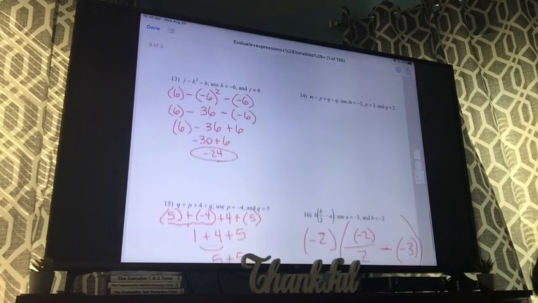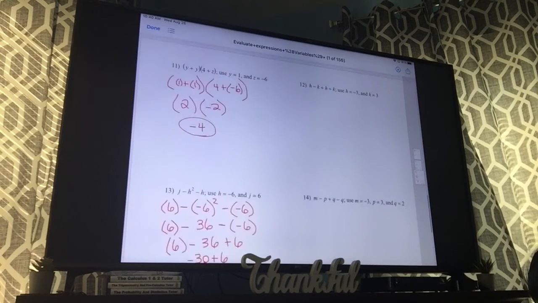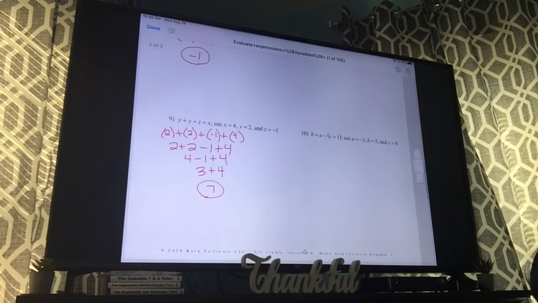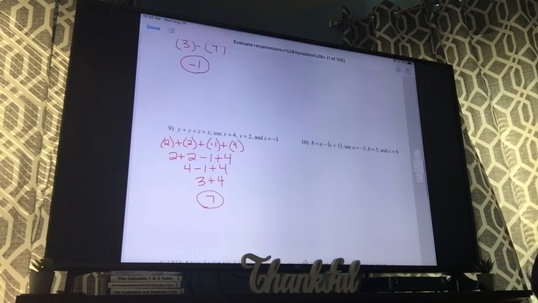Okay, let's look at 14. Make sure you're using parentheses. You got some negatives there. You're going to get lost in the sauce. Same thing with 12. Use your parentheses. 10, you need to do the inside of the parentheses first. So plug in your C and do those parentheses first.